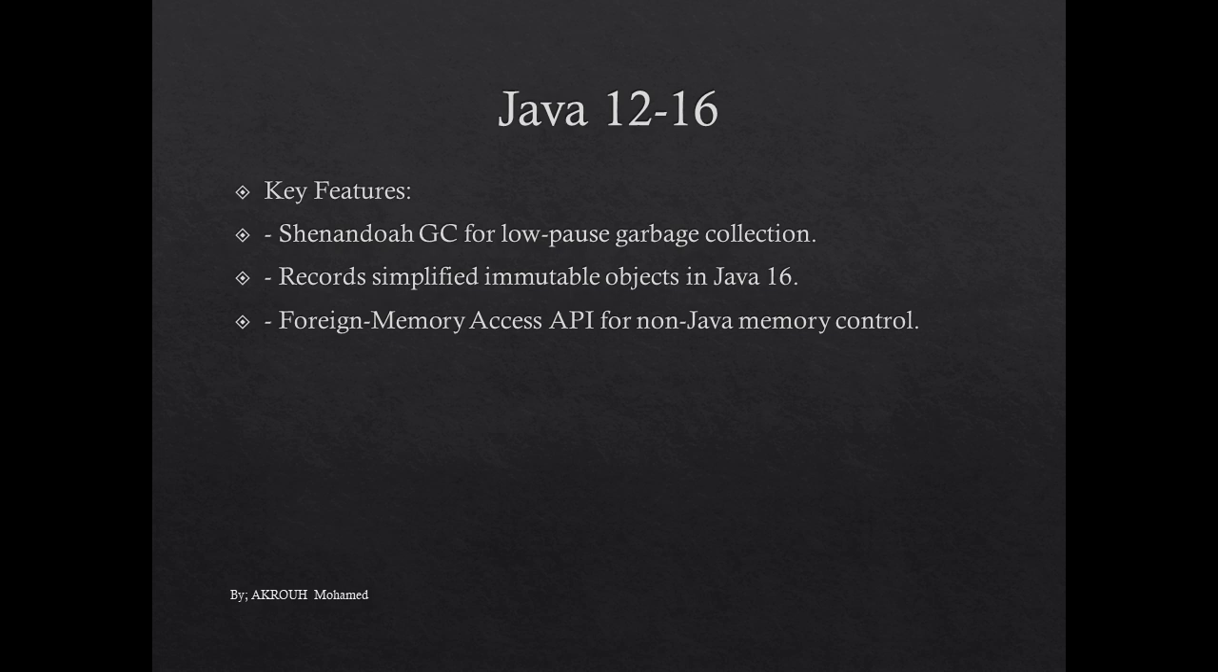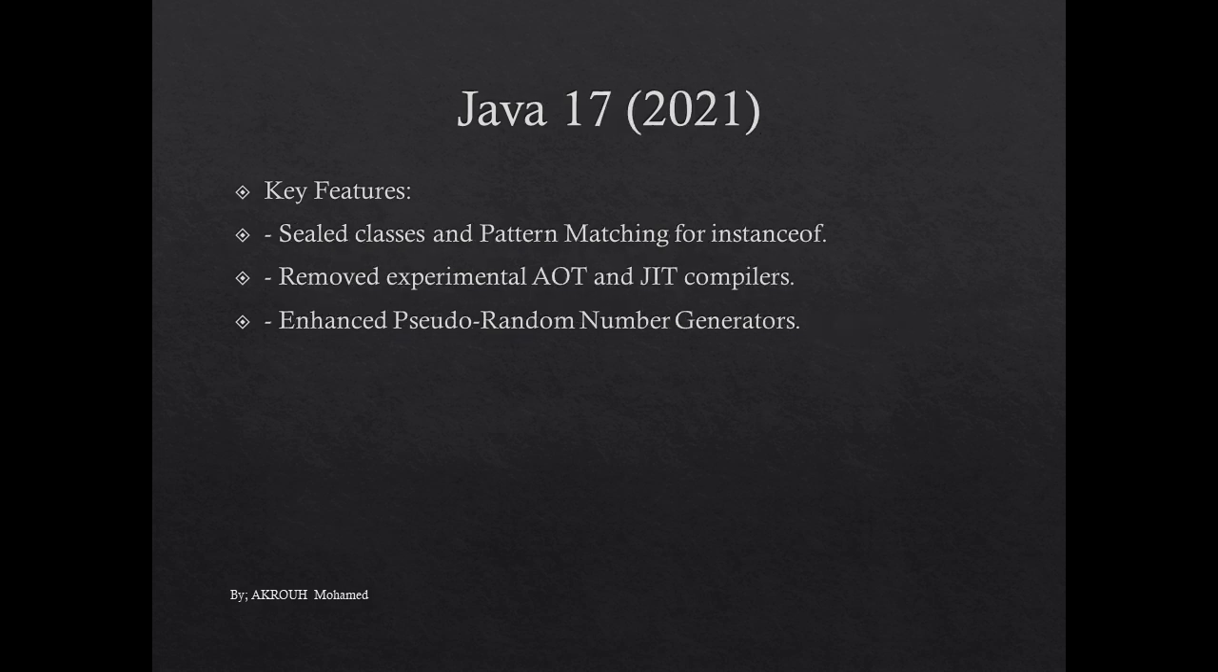Java 17, another LTS release, introduced sealed classes and officially adopted pattern matching for instanceof. Experimental features like the ahead-of-time, AOT, and JIT compilers were removed. Java 17 also enhanced the pseudo-random number generators, providing more flexible and high-performance random number generation.